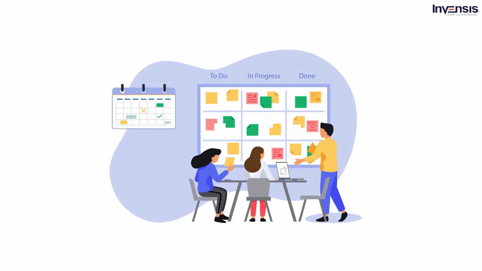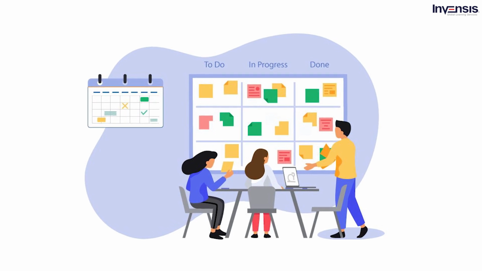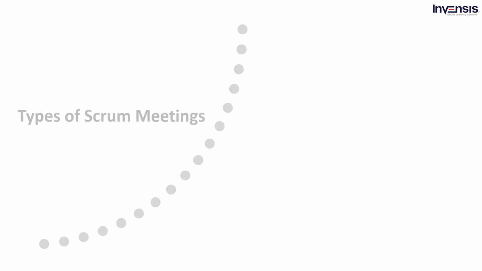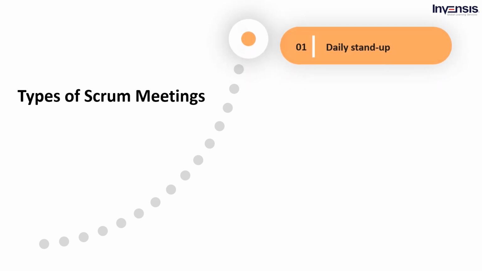Before we dive deep into the sprint planning meeting, let us understand what types of Scrum meetings we have. So, let's get started. There are 5 main types of Scrum meetings held regularly by a Scrum team. Firstly, we have the daily stand-up meeting. The daily stand-up meeting takes place every day.